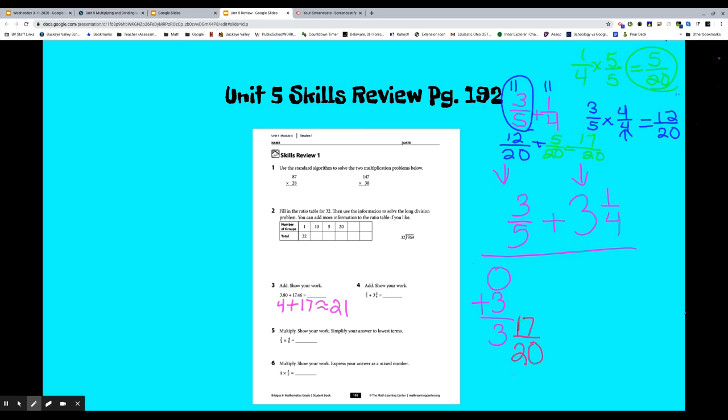If we estimated, 3 and 1/4 is about 3, right? And 3/5 is about 1. And if I take 3 plus 1, I get 4. And 3 and 17/20ths is darn close to 4, right? Alrighty then.